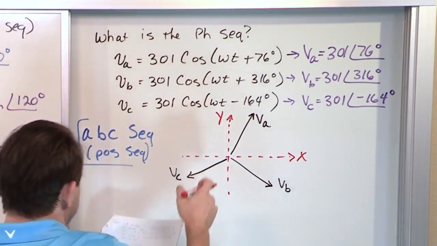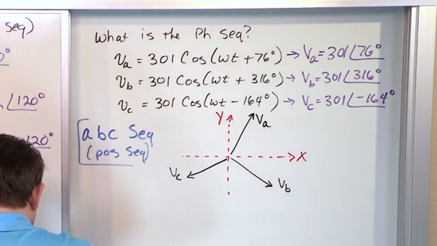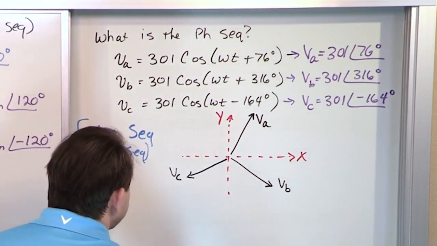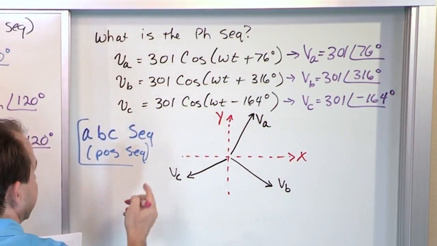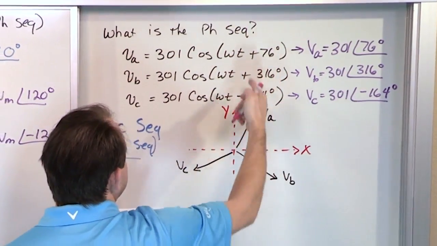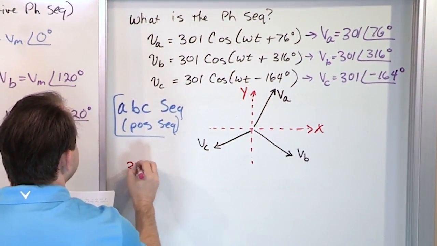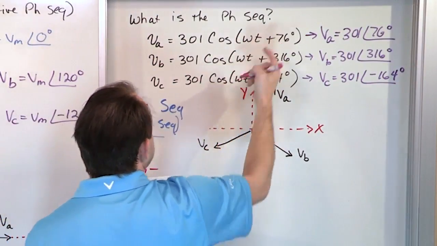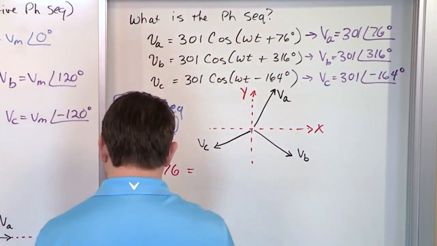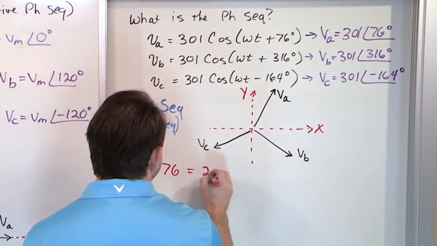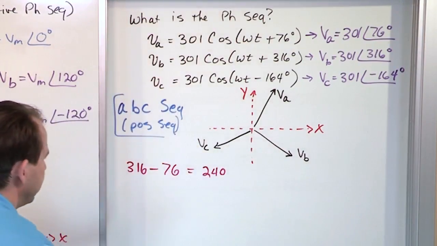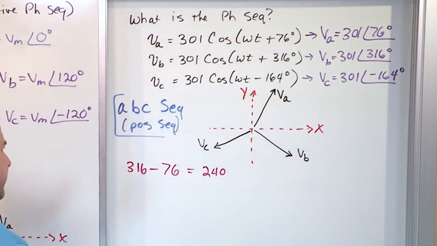But what you have here is, if you really think about it, let me switch colors here. I'll erase this in a second. Let's take A and B, for instance. It doesn't matter the order. Let's say 316, and let's subtract from it 76. What do you get when you do that subtraction? You get 240. And your first thought is, that's wrong. It should be 120. What's the problem here?